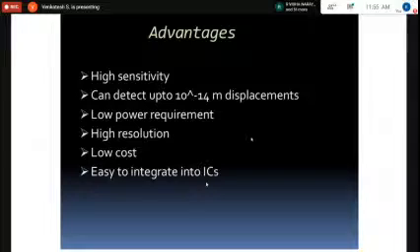Low cost is another important advantage of this transducer. Easy to integrate into integrated circuits. In ICs, you find mostly resistors and capacitors rather than inductors. Inductors are unwieldy, and therefore capacitors are used.